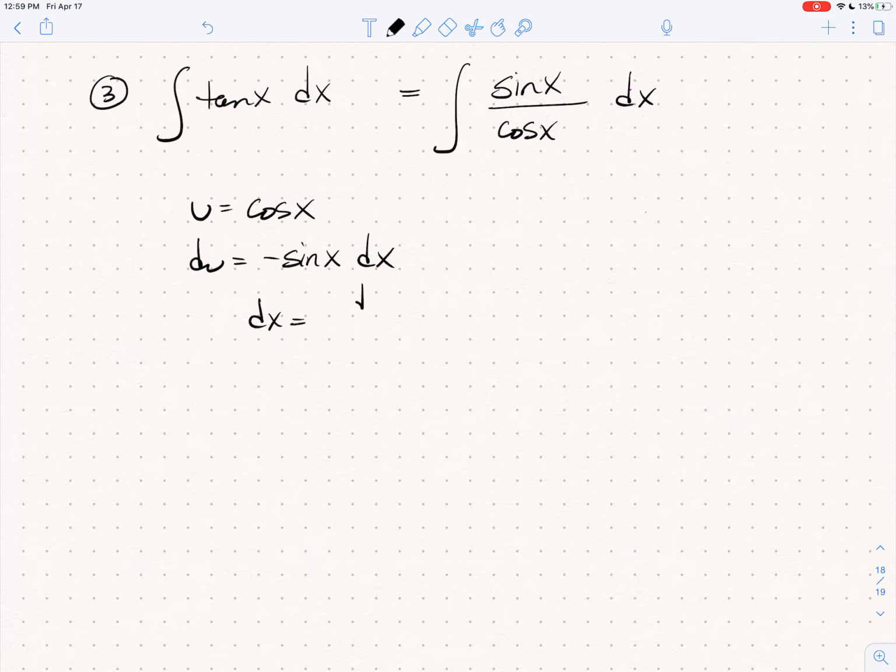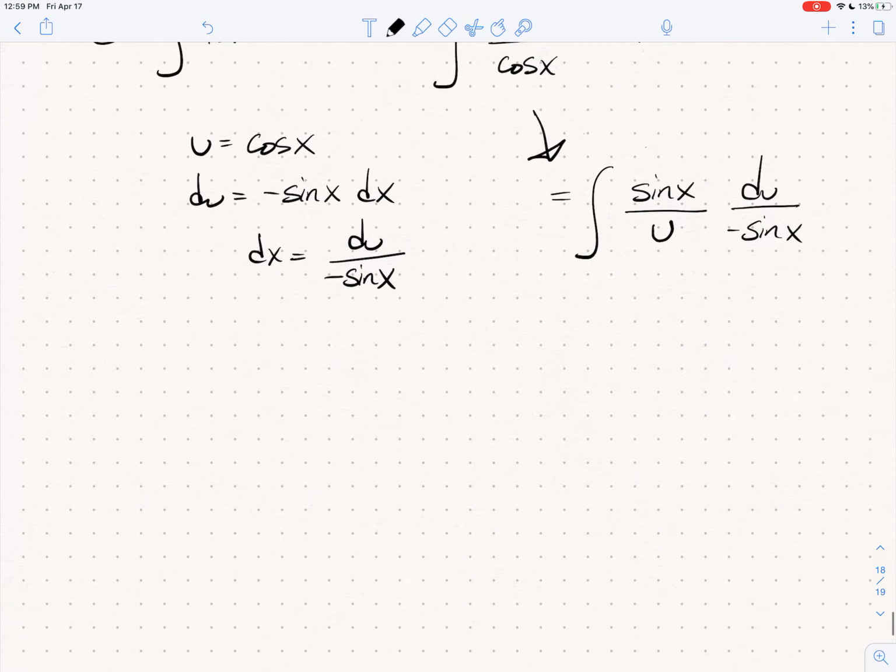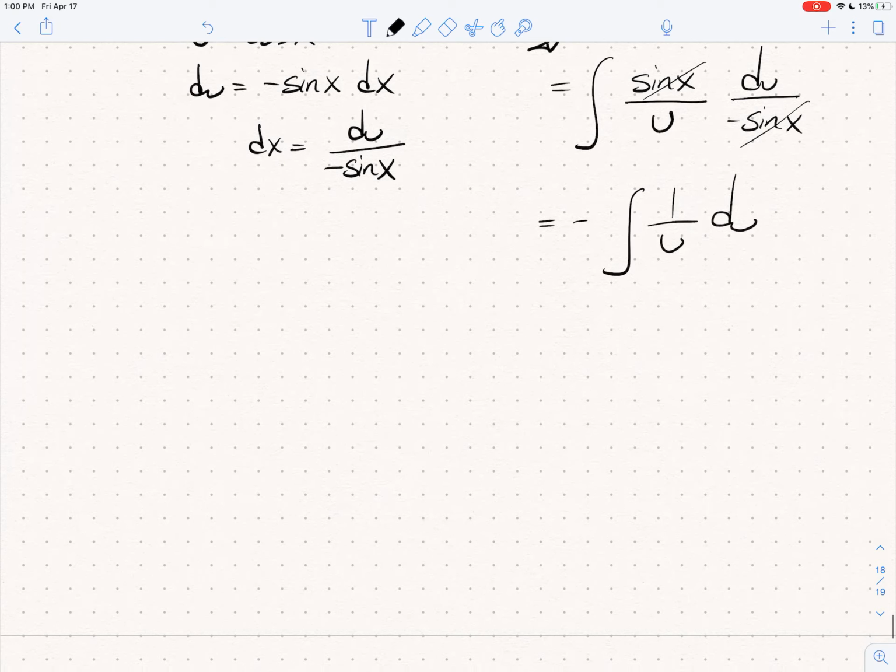So then what? Let's write dx equals du over the minus sine of x. And so we can try to make the switch. This is going to equal what? I'm going to see a sine of x over a u, and then dx becomes du over minus sine of x. So you can cancel those, and you just get negative integral 1 over u du. Hopefully you remember this one. This one is just negative ln of the absolute value of u.